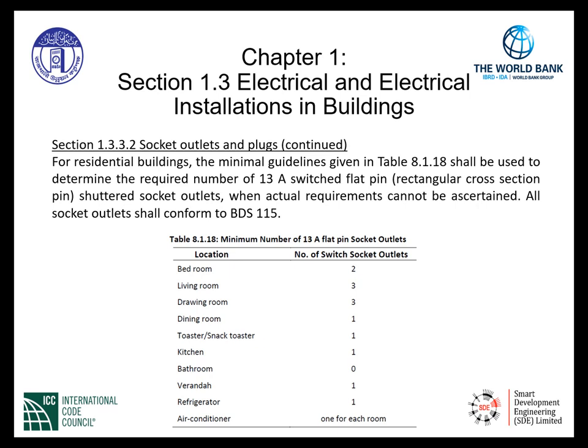A drawing room would require 3, a dining room 1, a kitchen 1. There are no switch outlets permitted within the bathroom. Refrigerator 1, veranda 1, and if we have an air conditioner, 1 for each room. This gives us a good guideline to design the minimum number of switch outlets, or we can design more depending upon the function of the room as well.